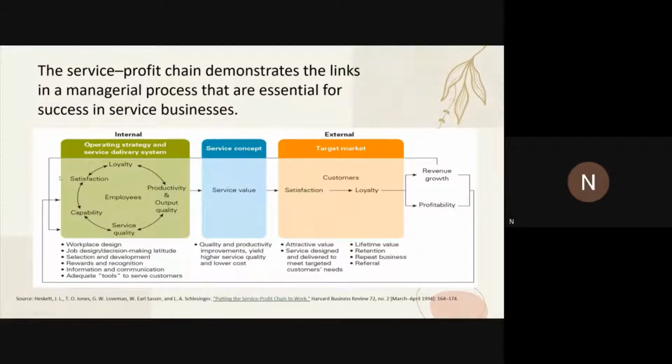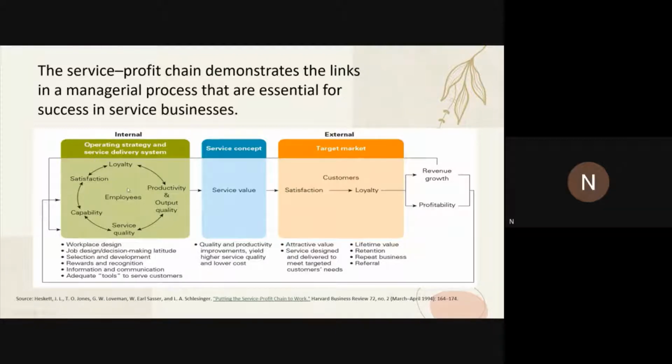If you look at the diagram, the left side of the diagram shows the internal operational strategy and service delivery system. How does it impact the service concept, right? And the service concept has to be delivered to the right target market. In the end, how does it increase the company revenue and profit? If you look at the left diagram, which is on the operational strategy and service delivery system, it is very important for every organization to ensure that they have the right operational strategies and an efficient service delivery system.